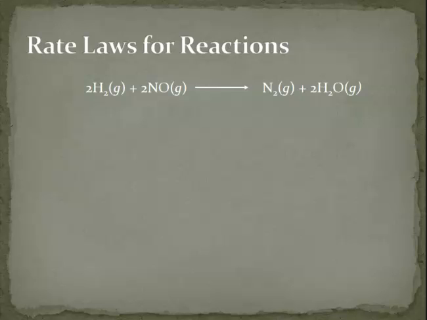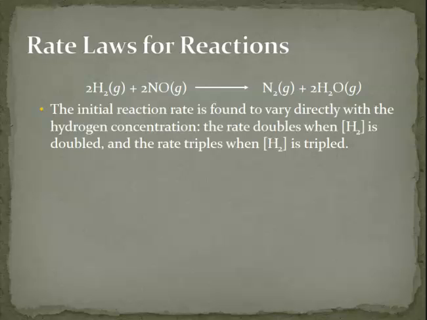All right, so let's say we have this reaction right here. Hydrogen, nitric oxide. I'm going blank on what that was. NO. Let's just call it NO. So H2 and NO react to form nitrogen and water. We're going to go to a lab and figure out what happens to the rate when we change the concentration of things.